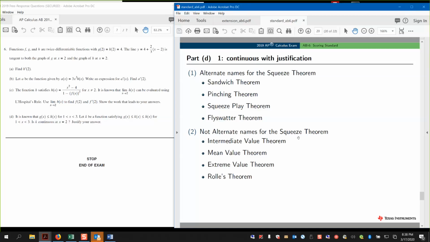And here are some names that we didn't accept in part B. Of course, the IVT, the MVT, the extreme value theorem, and Rolle's theorem.